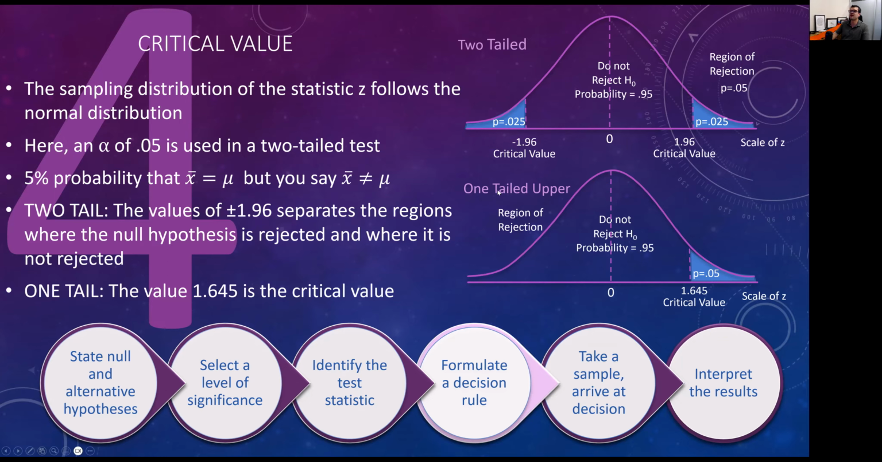But because we have an upper tail test, we believe that it's going to be greater. We're going to put all of that in one tail. So what's the probability of randomly getting a value above 1.645? And that is 0.05. And so we've got our region of rejection, which is the probability of 0.05.